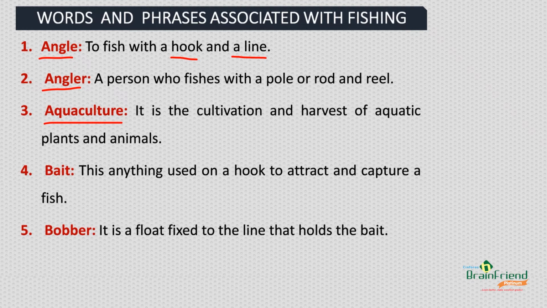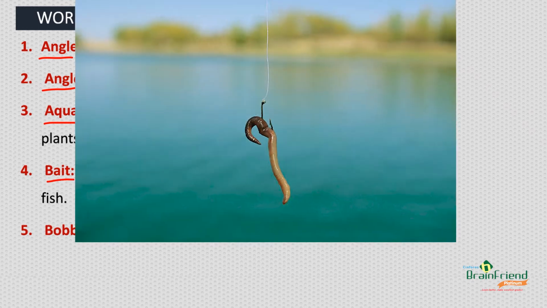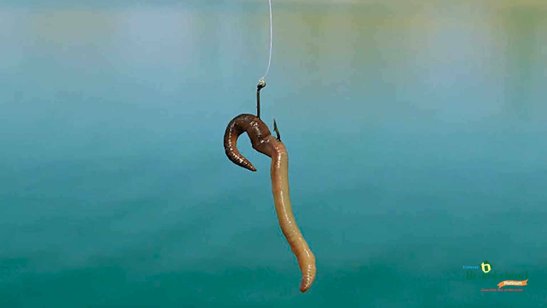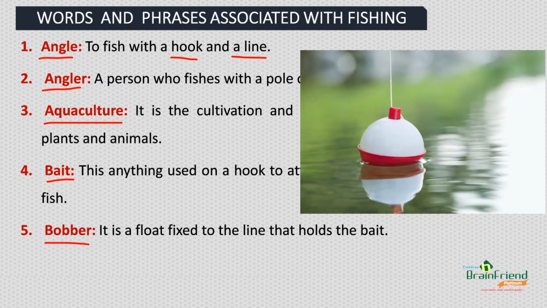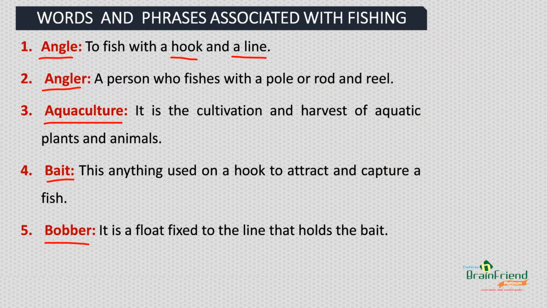Next, we have the word bait. Bait is anything that is used on a hook to attract and capture a fish. So it could be a worm or even a fish. Next, we have bobber. This is a float fixed to a line that holds a bait. So this is what we use to hold a bait when we try to fish.